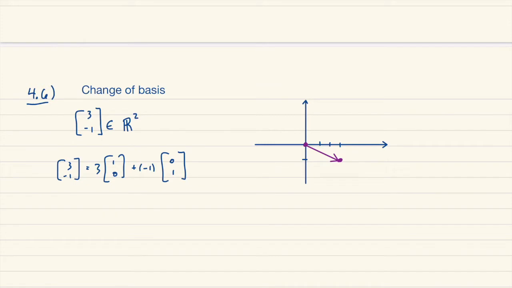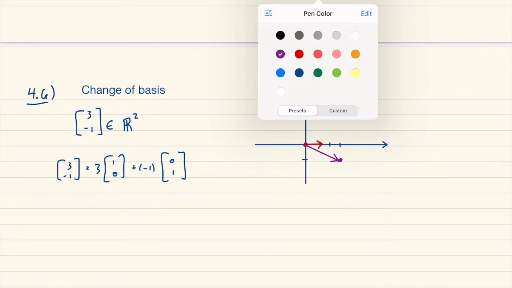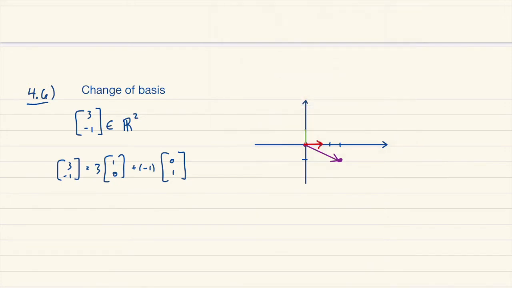And so we can think of this as a linear combination of, let's say I have i, which is the unit length unit vector in the x direction, and j, which is, say, here. And so we can scale i by a factor of 3. That would make it there. Scale j by a factor of -1.